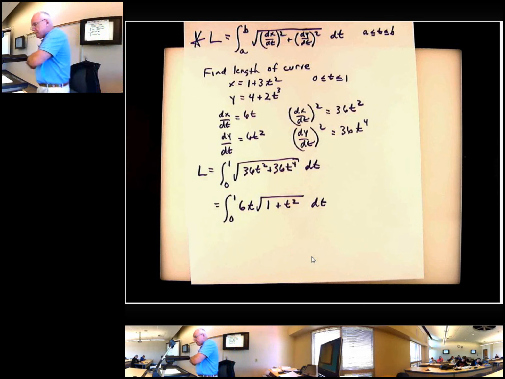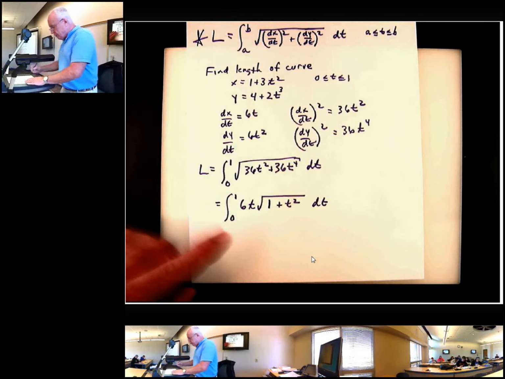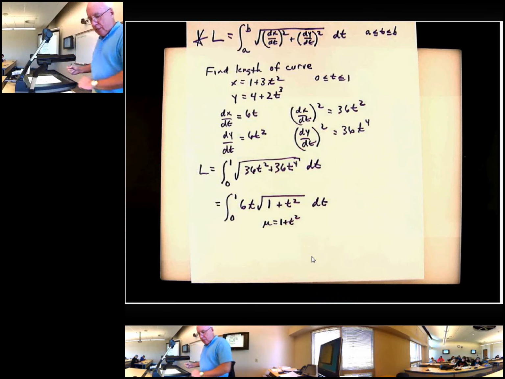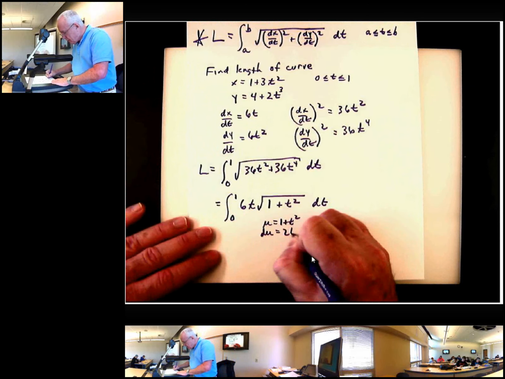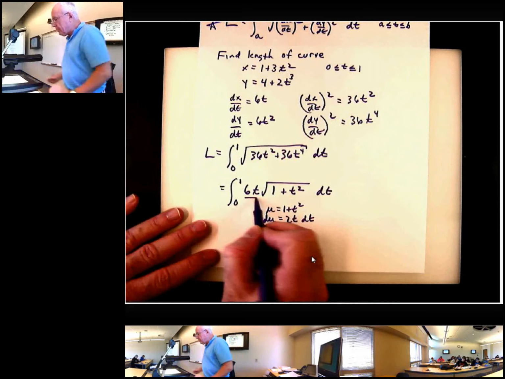This one actually doesn't involve much of a trick, really. How are we going to evaluate this antiderivative here? U substitution, and what would be the u value then? Yeah, have u be equal to 1 plus t squared, because notice we have a t on the outside. So let u equal 1 plus t squared, and so the du is just going to be 2t dt.